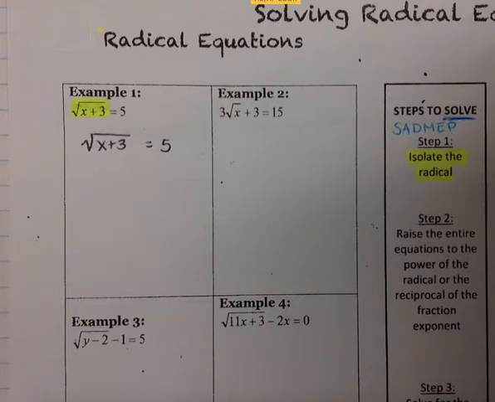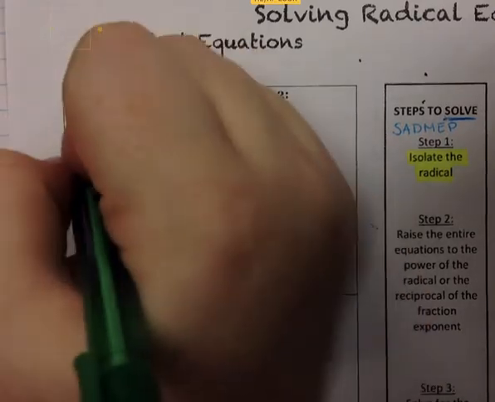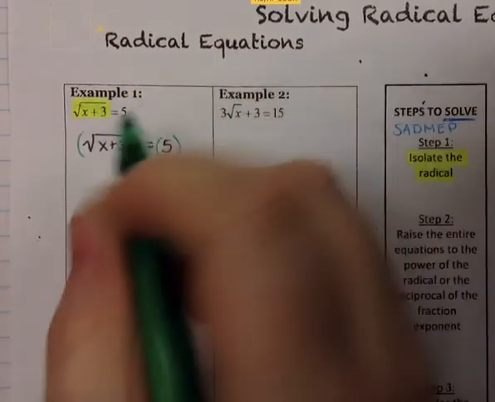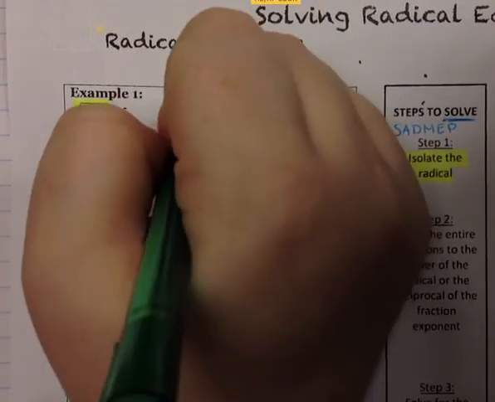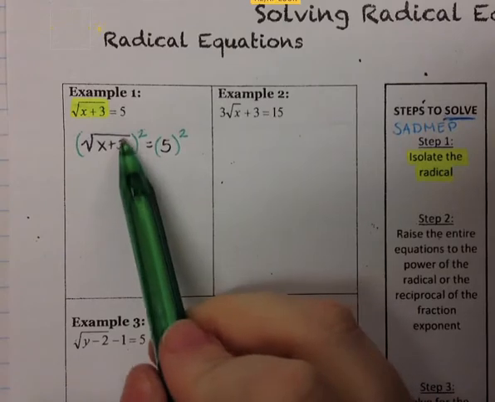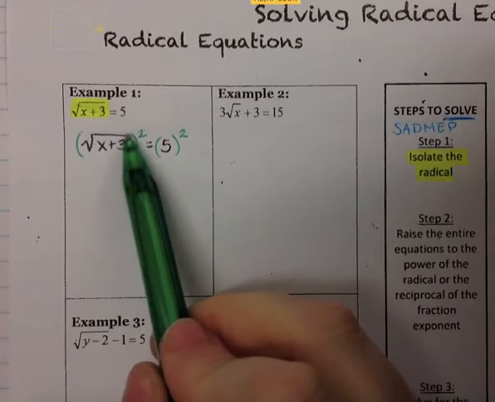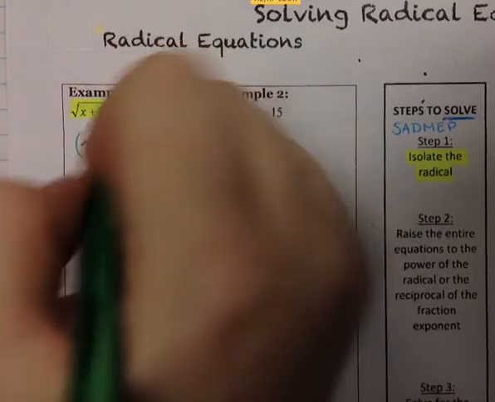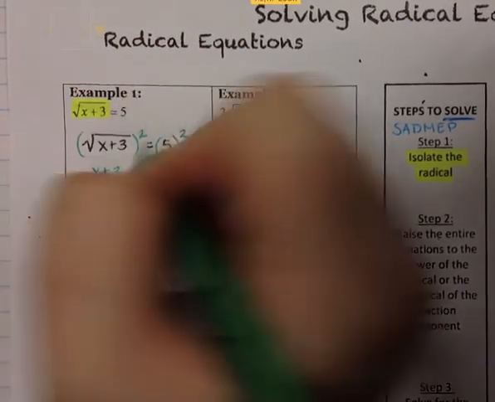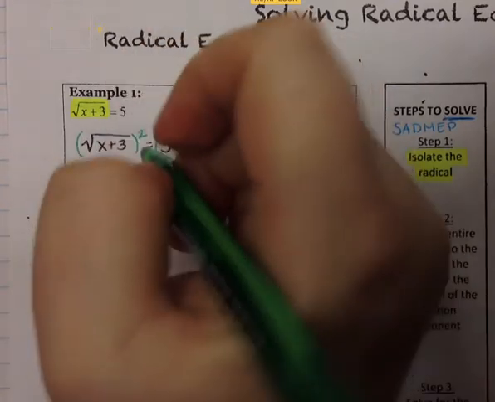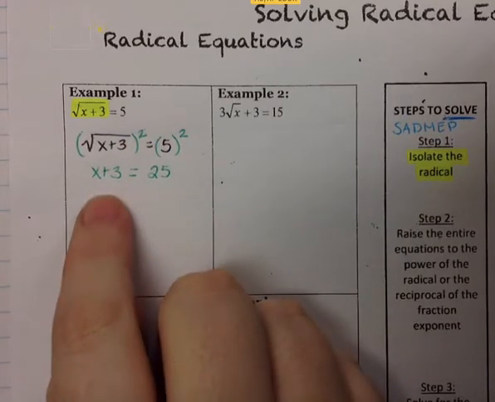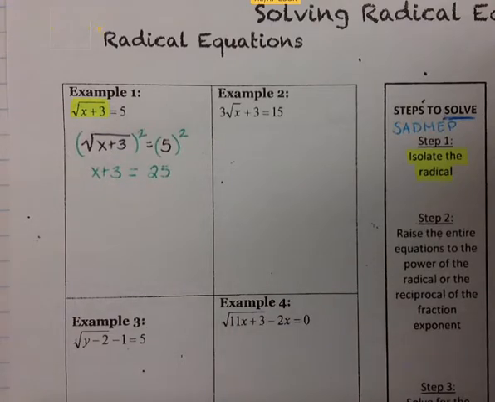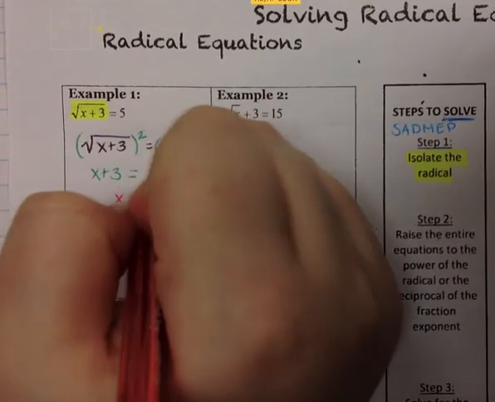So now, in order to raise it to the power of the radical, I raise both sides of the equation. The index is 2, so I have to raise it to the second power. Both sides. The reason we do this is because the square root and square are inverses of each other. They will cancel each other out. So we'll be left with x plus 3 equals. We are squaring 5, so that just becomes 25. Now that we've gotten rid of the radical, we solve for the variable. So we want to solve for x. To solve for x, we're going to subtract 3, and we end up getting x equals 22.